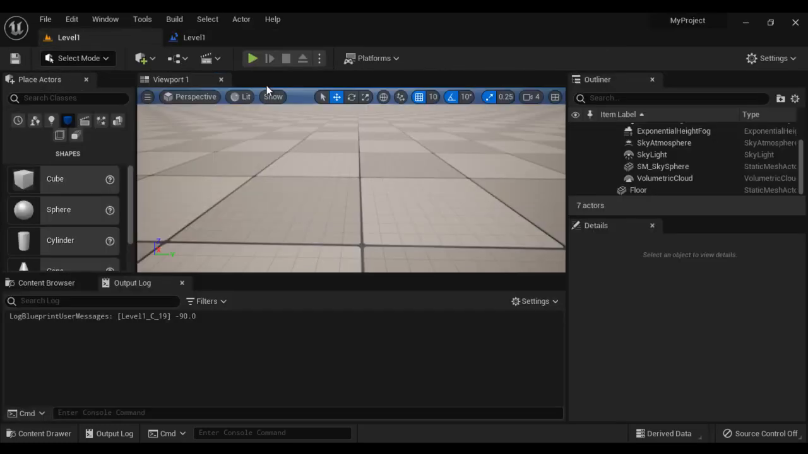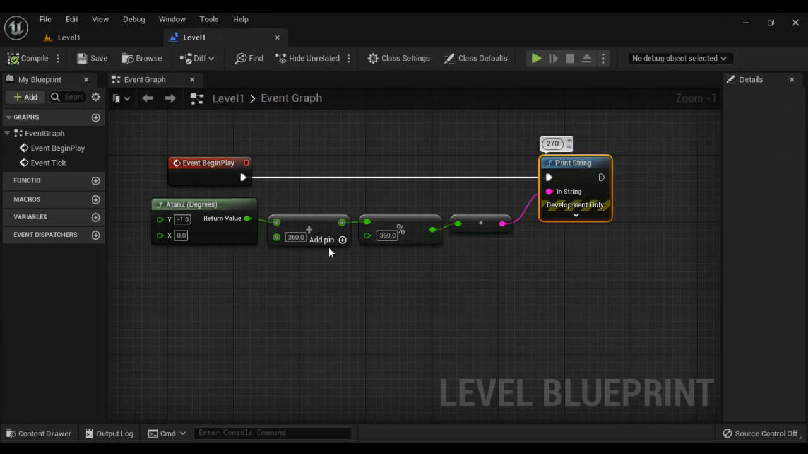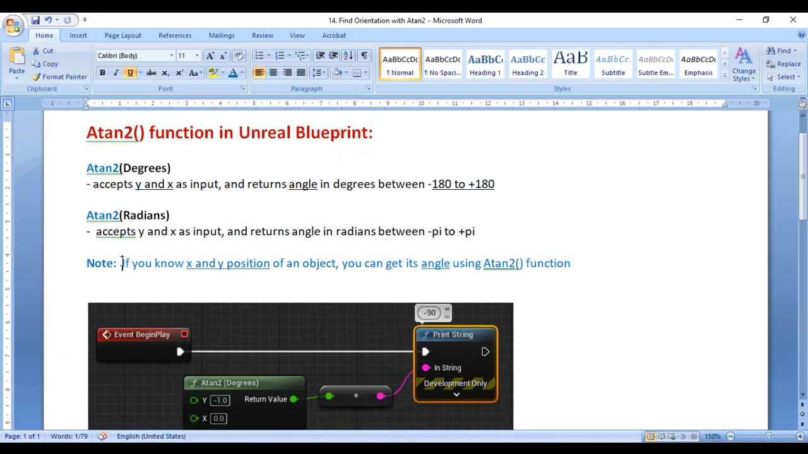Compile, save, come to level 1 and play. You see, you got 270 degrees, guys. So that is how you can get angle between 0 to 360 degrees. I hope you guys have clearly understood how the atan2 function is used. If you know the x and y position of the object, you can get its angle using the atan2 function.